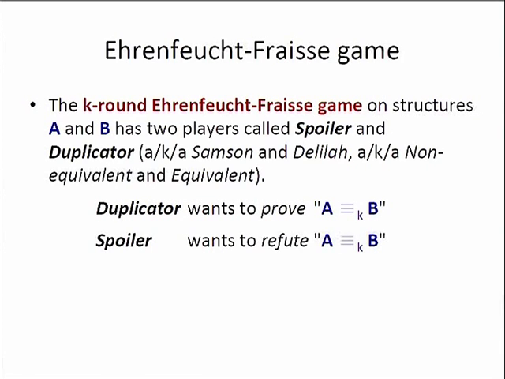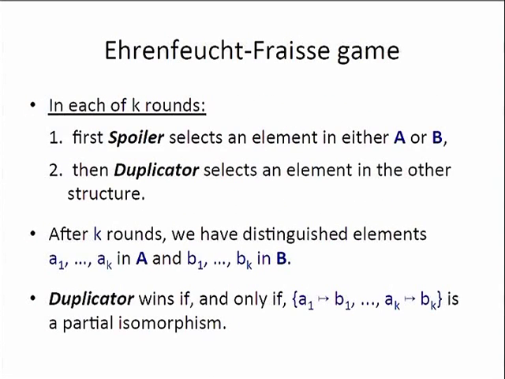So the k-round Ehrenfeucht-Fraïssé game on a pair of structures A and B has two players, which we call spoiler and duplicator, although there are other names in the literature, such as Samson and Delilah, or non-equivalent and equivalent players. But here I'll use spoiler and duplicator. The duplicator wants to establish that A and B are k-equivalent, and the spoiler wants to refute that A and B are k-equivalent. So those are their goals.